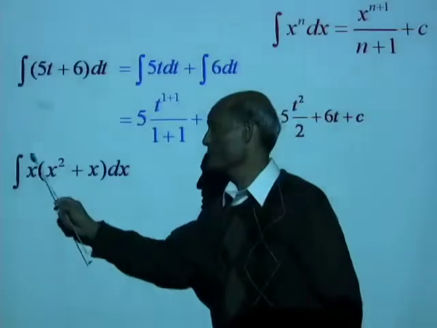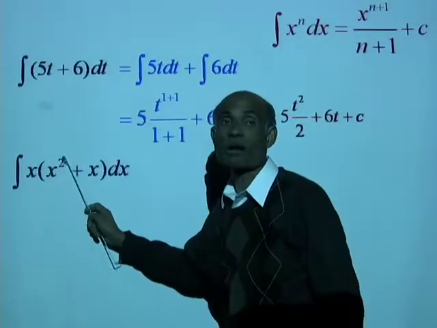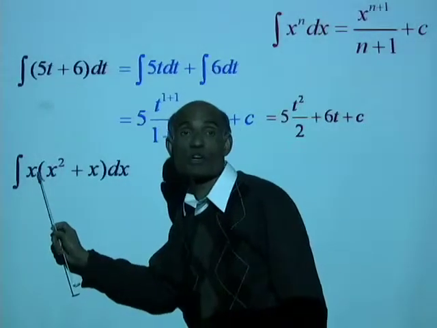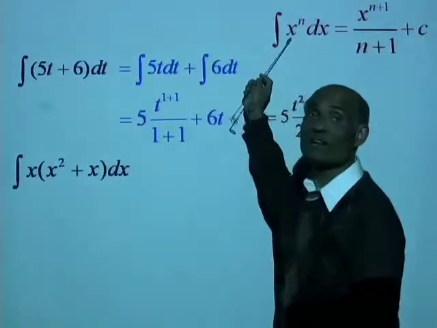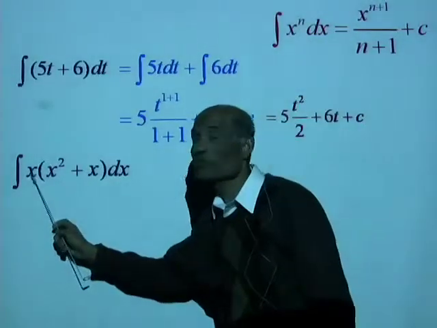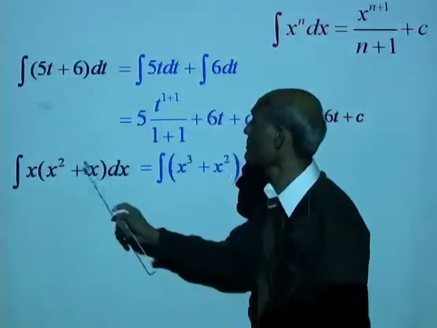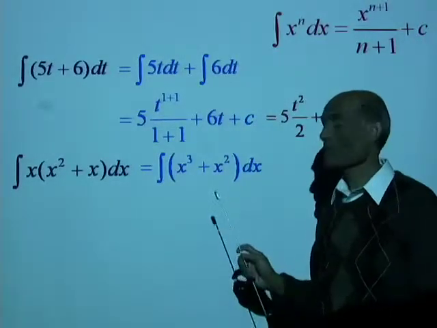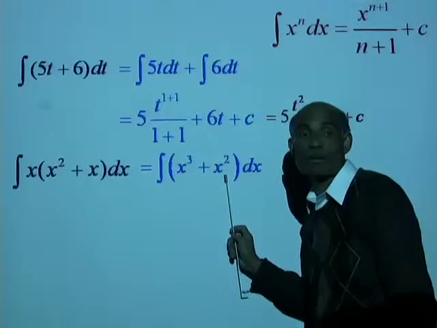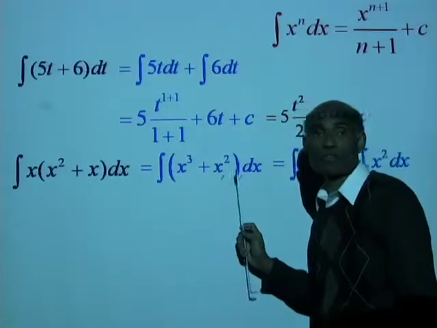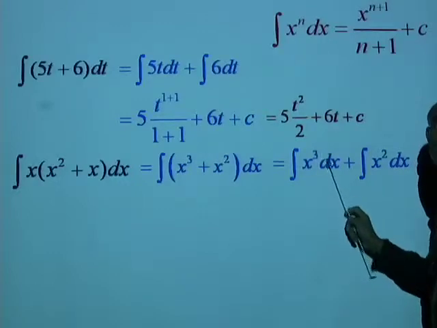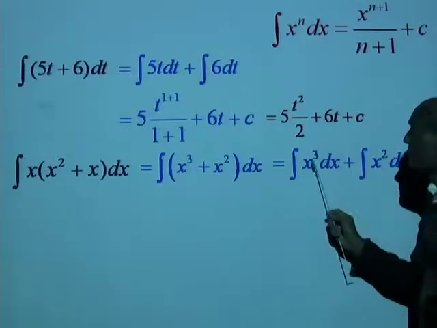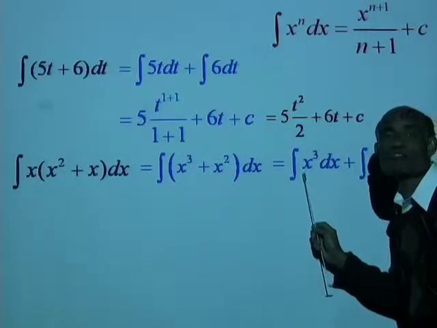Another one. Integral x times x squared plus x dx. Well, this one, in order to bring it to the general form that is here, x to the power of n dx, first we distribute that x. And that will give you integral x cubed plus x squared dx. And now we can integrate each term. Is that right? So split that into 2 integrals. That will be integral x cubed dx plus integral x squared dx. Can you do this in your mind? Integral x cubed dx.